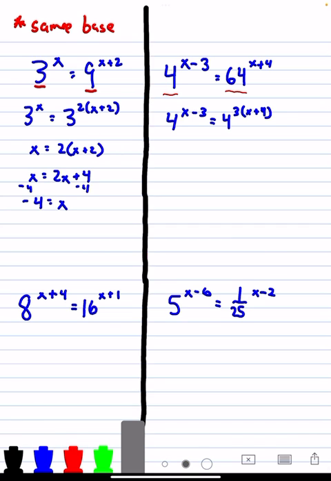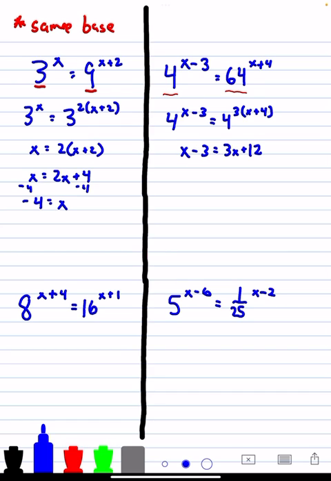Let me make this a little clearer. To the x plus 4. Okay, now since we have the same base, we move to the next step. We move to the exponents. Those are the rules in the book that you've already learned. x minus 3 is equal to 3x plus 12.